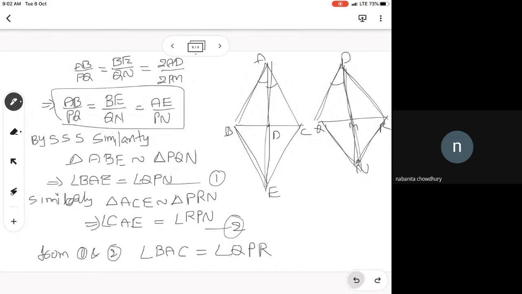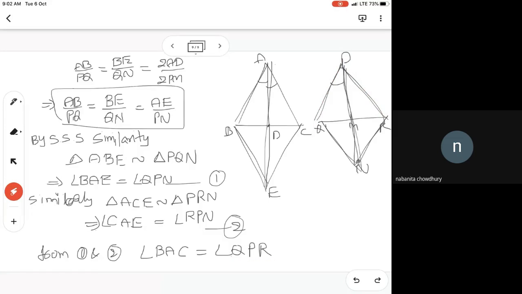If you are getting confused here with the data, BAE, this one, and CAE, this one, add these two and this angle becomes BAC. Add this BAE and CAE. Add QPN and RPN. Add these two. This angle you are going to get. QPN is nothing but this one. RPN is nothing but this one. So what you are going to get? QPR.